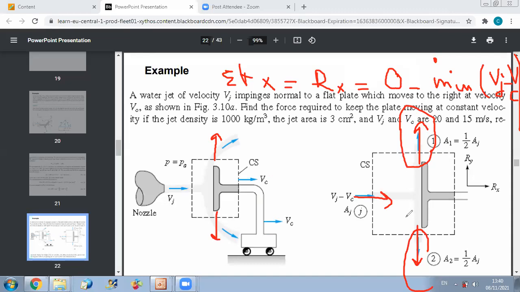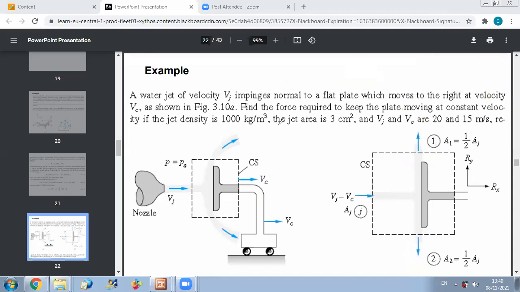Okay, so whenever you have a control volume moving with constant velocity, you can use either absolute velocities or relative velocities in your linear momentum equation, and you will get exactly the same result. Okay, any question on this?